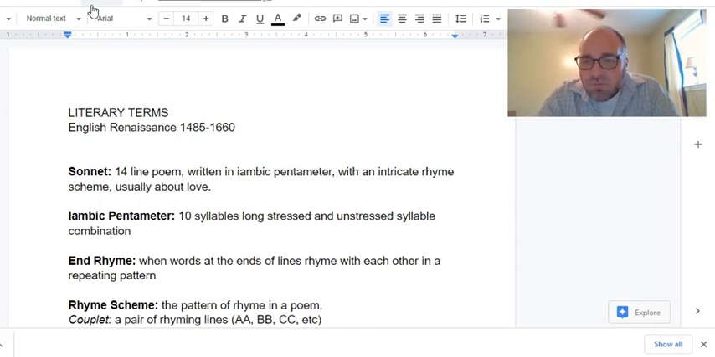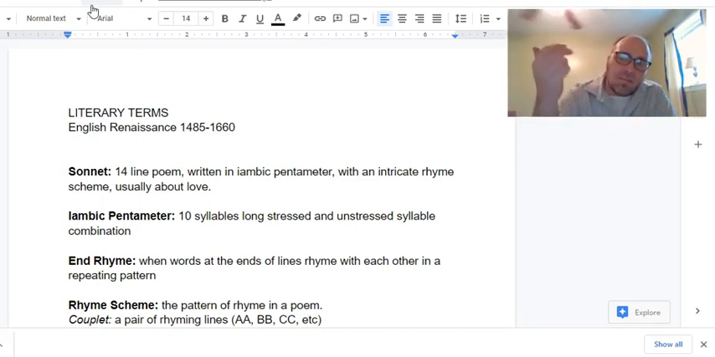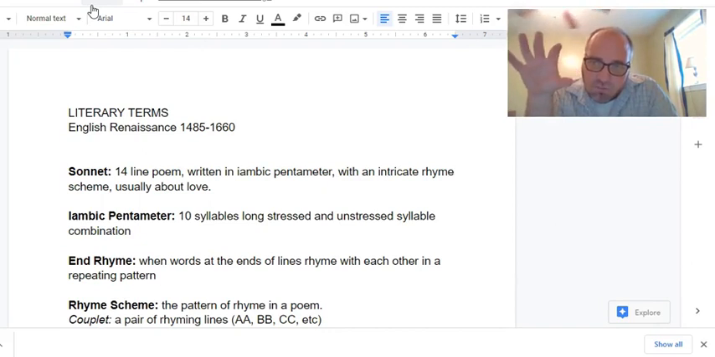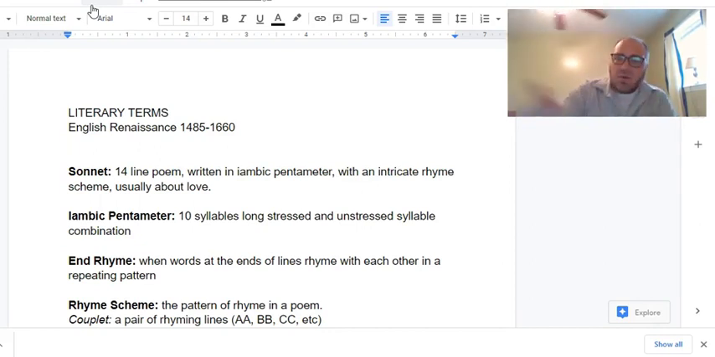With an intricate rhyme scheme, we'll talk about rhyme scheme in a second, but usually a sonnet is composed of various rhyme scheme elements. An 8-line grouping and a 6-line grouping, that adds up to 14. Three 4-line groupings and a 2-line grouping, that adds up to 14. So it's some combination of rhyming line groupings that add up to 14 lines. And we can figure that out when we look at the rhyme scheme. And a sonnet is usually about love in some way, shape, or form.